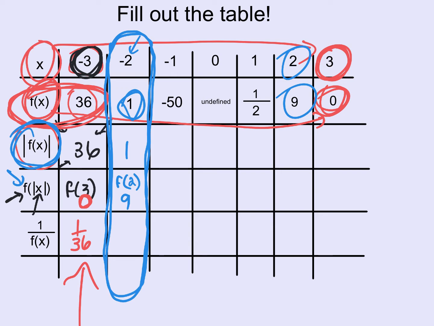How many of you caught that? All right. Then last but not least, 1 over f of x. F of x is 1. 1 over 1, which is 1. 1 over 1 equals 1. All right, I think if you've got that, you've got the intro part to figuring out these absolute values. Let's move on.